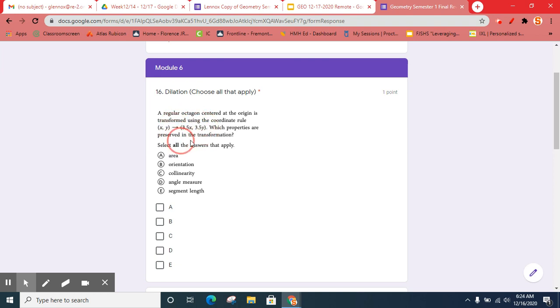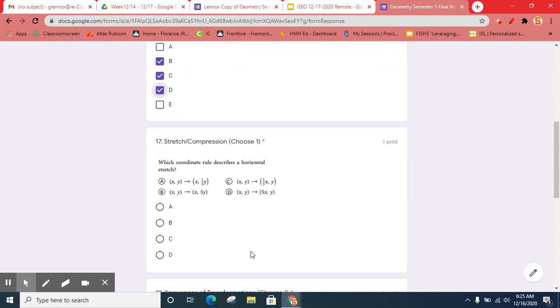But with a dilation, which properties are preserved? So which things stay the same from the original image. The area, no, because it's going to get either bigger or smaller. The area is going to change. The orientation is going to stay the same. The collinearity is going to stay the same. The angle measures are going to stay the same, but the segment lengths on the sides are either going to get bigger or smaller. So there's our answers on that guy.